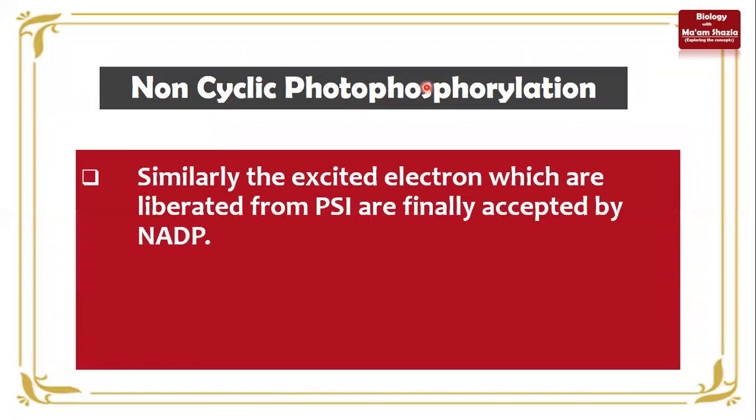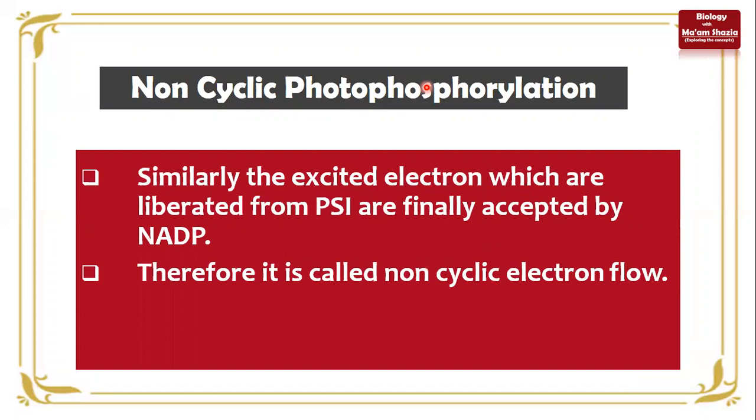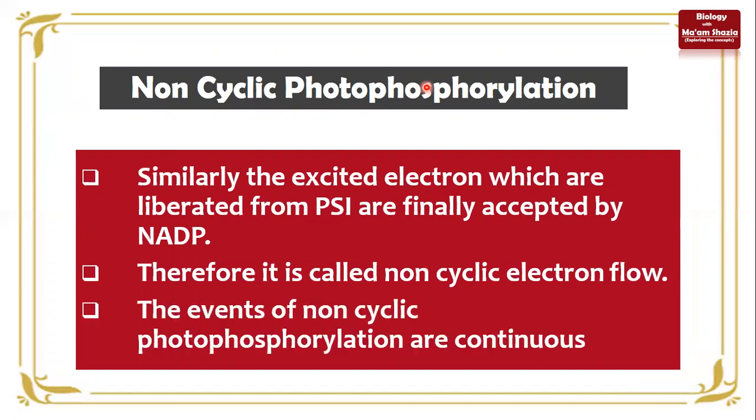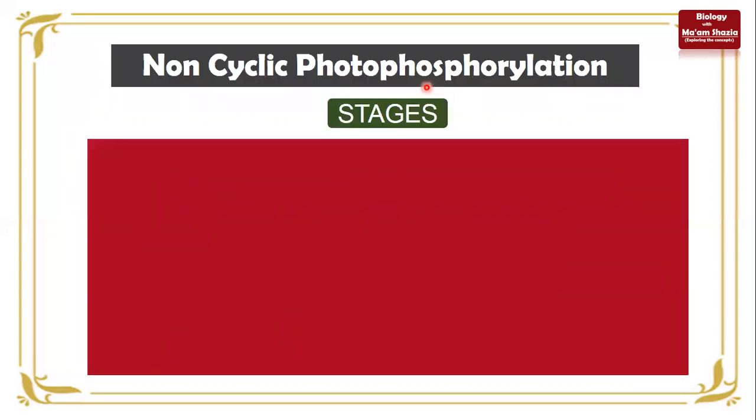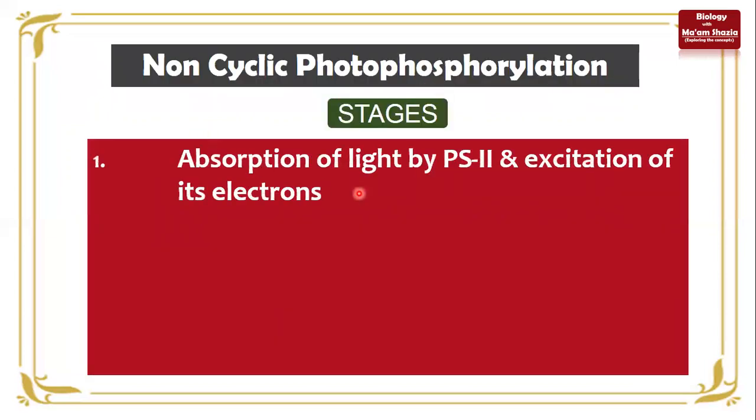Similarly, the excited electrons liberated from photosystem 1 are finally accepted by NADP. Therefore, it is called non-cyclic electron flow. The events of non-cyclic photophosphorylation are continuous. First of all, I want to tell you the steps. Step number one: absorption of light by PS2 and excitation of electrons. Now, this is the main topic of our today's lesson, so please be attentive.